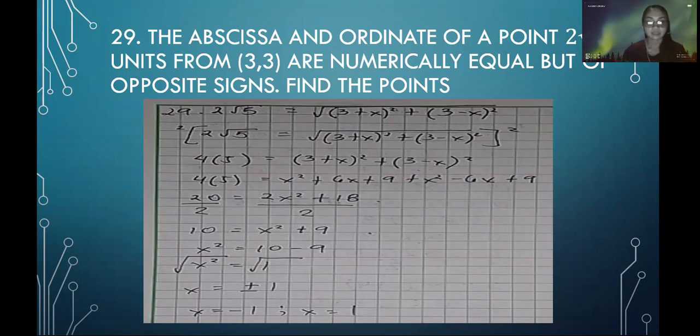Then divide both sides by 2. So it equals to 10 equals x squared plus 9.